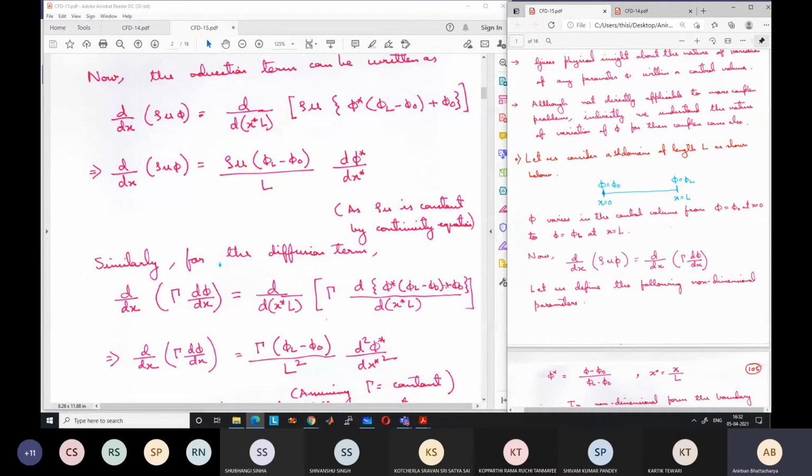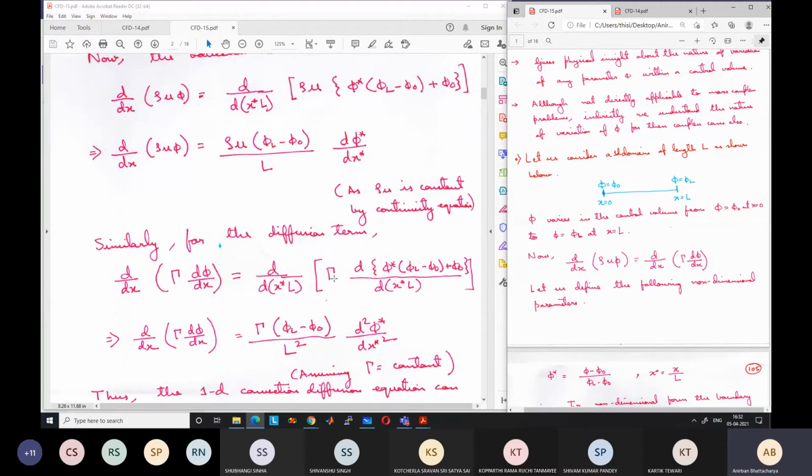So what we will be left with is, this gamma comes out, if we assume that gamma is constant, gamma comes out, and L square comes out. So 1 L from this and 1 L from the other denominator. So L square comes out, and phi L minus phi 0 comes out of the derivative because phi L minus phi 0 is constant. So we can write d dx of gamma d phi dx as gamma phi L minus phi 0 by L square into d square phi star dx star square. Okay. d square phi star dx star square is the non-dimensional term.